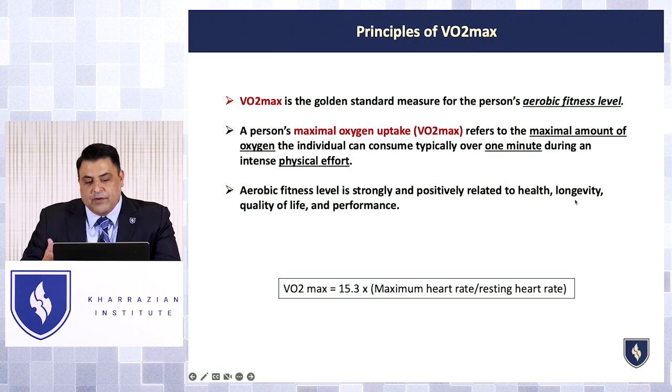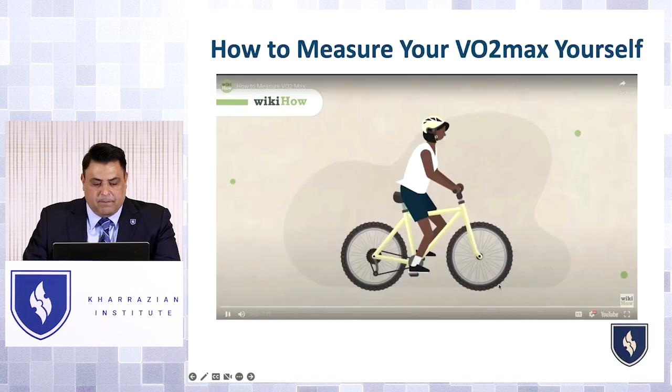Now, in a research setting, they'll measure VO2 max on a treadmill, and they'll actually measure their maximum oxygen uptake and get a measurement. But it can be done yourself. If you want to measure your own VO2 max, you do this calculation here: 15.3 times maximum heart rate divided by resting heart rate. Let me just show you a quick video here that shows you how to do it for yourself.